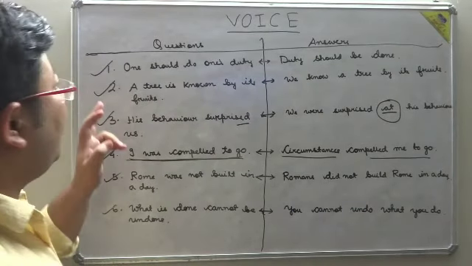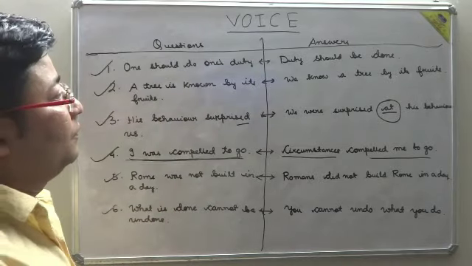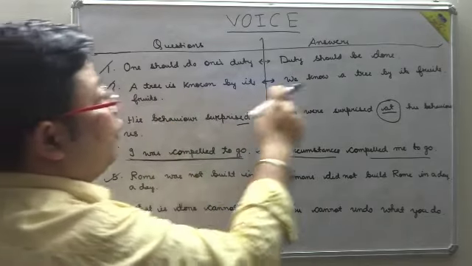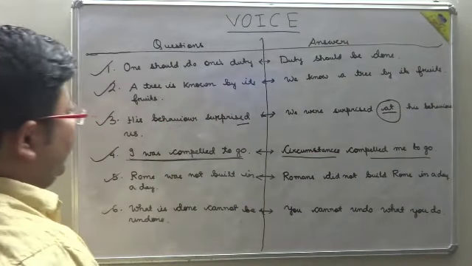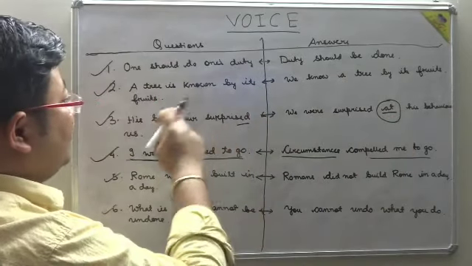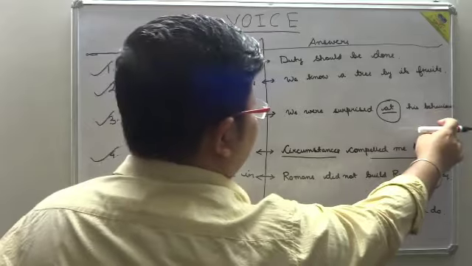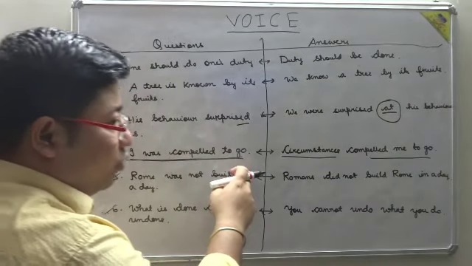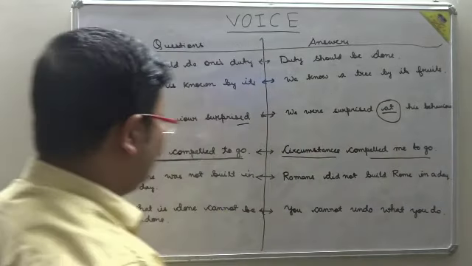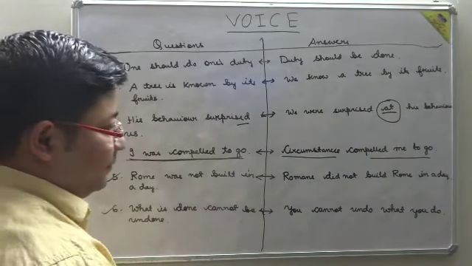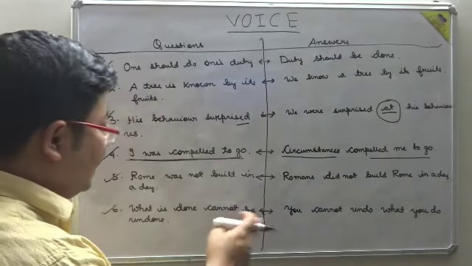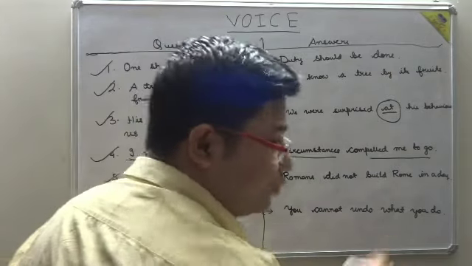I'll tell you once again. One should do one's duty. It will be duty should be done. A tree is known by its fruits. We know a tree by its fruits. His behavior surprised us. I give this one because of this preposition. We were surprised at his behavior. I was compelled to go. The change of voice will be circumstances compel me to go. Rome was not built in a day. Romans did not build Rome in a day. What is done cannot be undone. You cannot undo what you do.